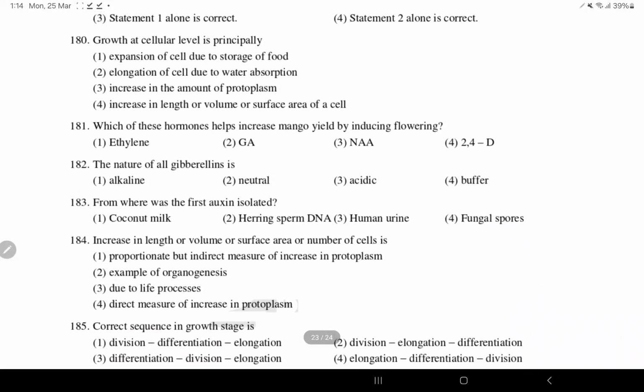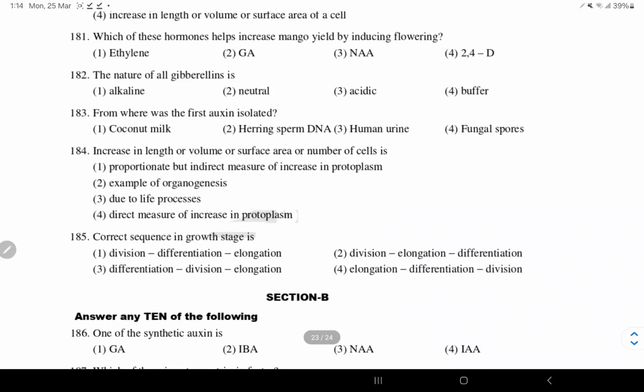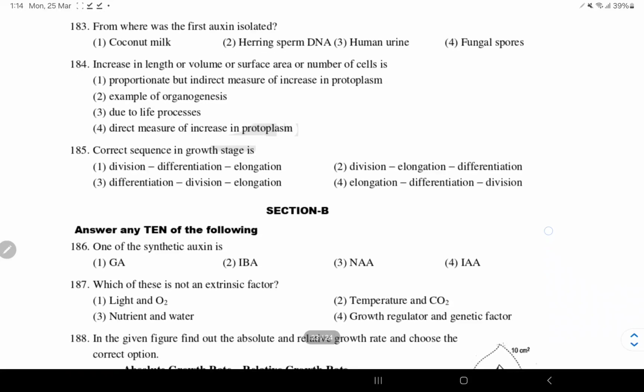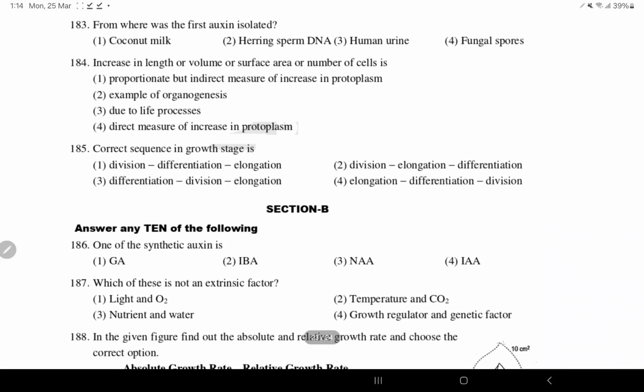Growth at cellular level is principally an increase in amount of protoplasm. Option 3 is right. Which of these hormones helps to increase mango yield by inducing flowering? Ethylene, right? The nature of gibberellins is acidic, gibberellic acid, that is 3. From where was the first cytokinin isolated? Human urine, option 3.